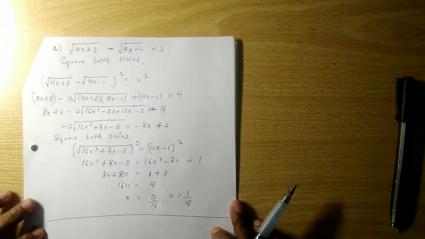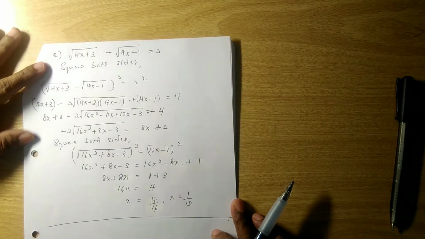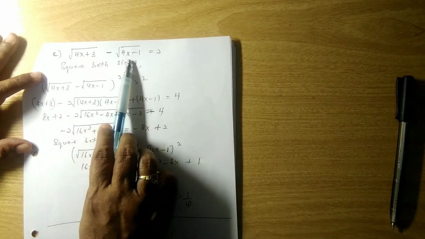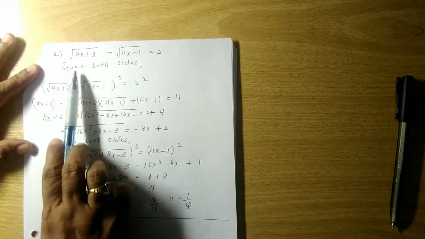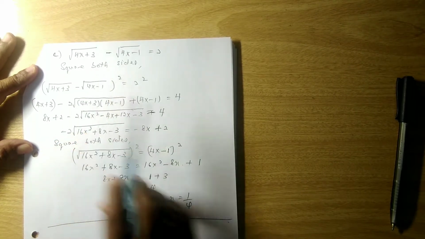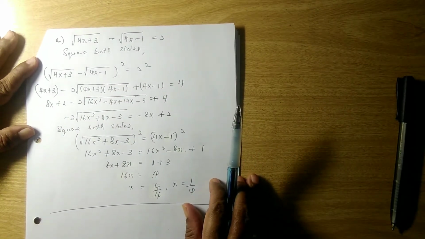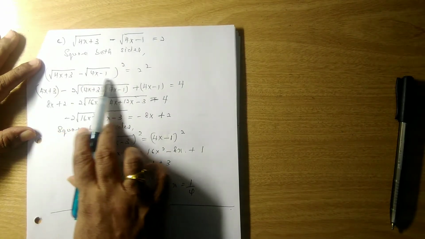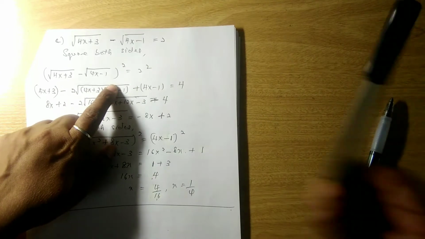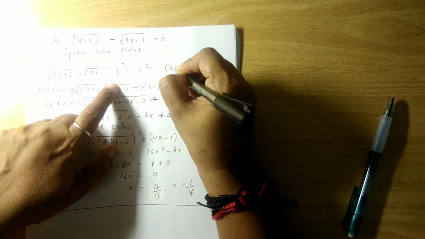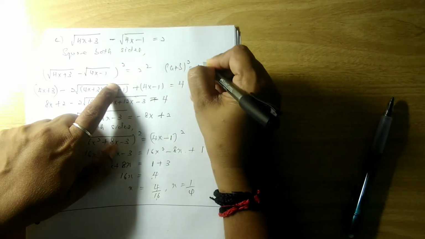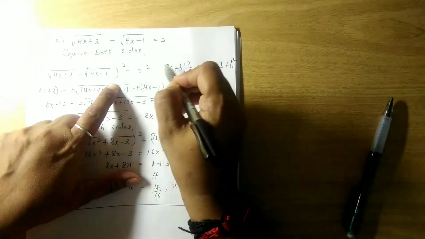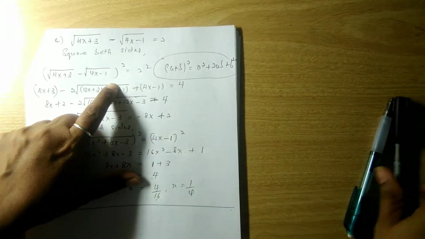This question is almost the same as the previous one. You've got this, this is also a surd, equate it to 2. So what you can do is you square both sides. You square both sides. So this whole thing is a square. So same concept here. So a plus b squared is a squared plus 2ab plus b squared. So that's how you expand.